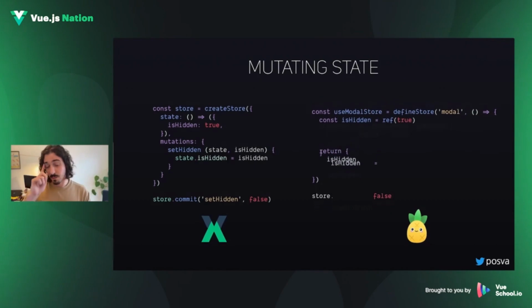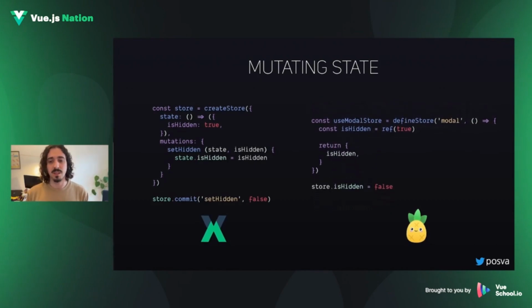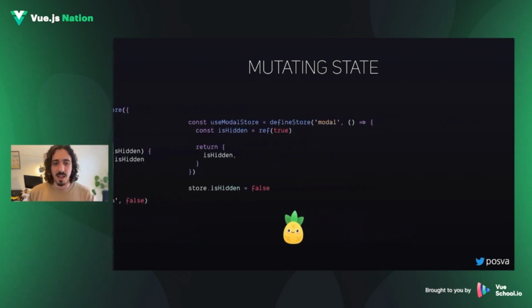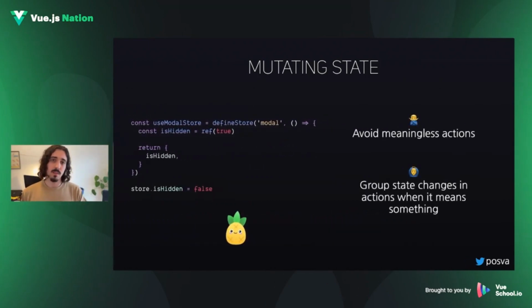Now, the thing is, this is completely unnecessary. You can directly change the state in Pinia. You don't need to create these functions, you're only creating technical debt in the future. So it's a good idea to remove these once you migrate over to Pinia. In practice, you can have actions that are just modifying the state, but I would say that they should probably group multiple mutations.